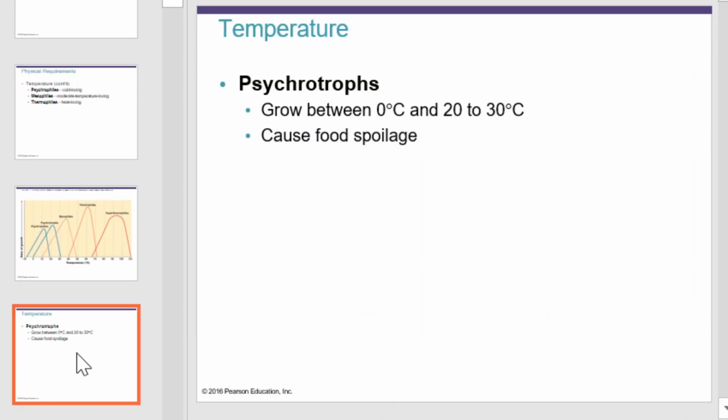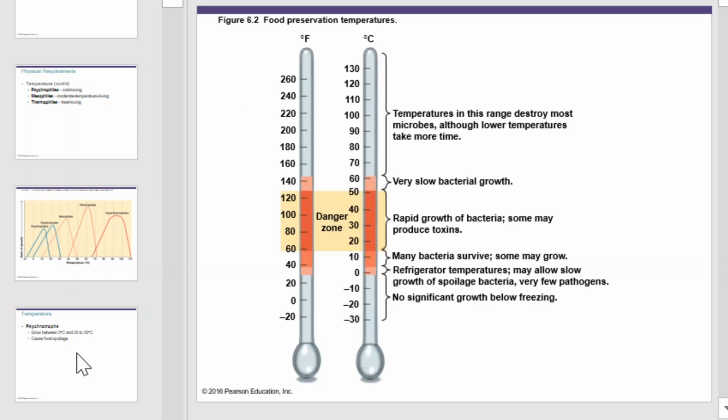Just to give you some specifics, here's the psychrotrophs, which grow best between 0 and 20 to 30 degrees Celsius, which are important for food spoilage. We take this information about temperature growth and we can apply it to our daily lives in a lot of different ways. So here's a couple of thermometers, and we can use the knowledge of the temperature range that a microorganism prefers for growth to either promote or inhibit its growth.